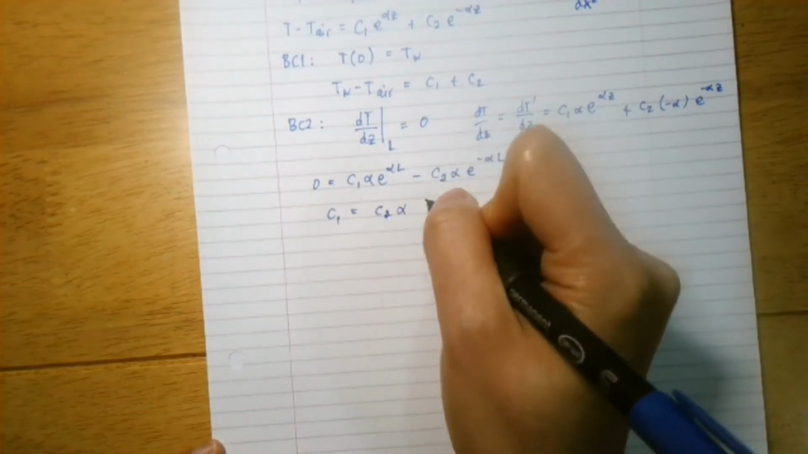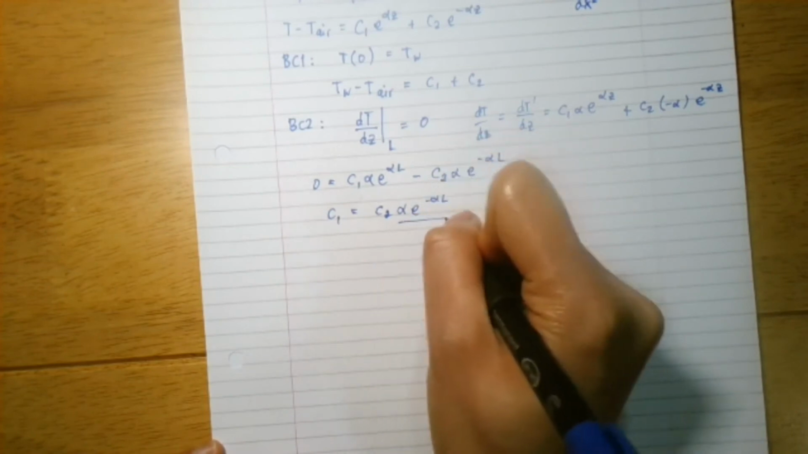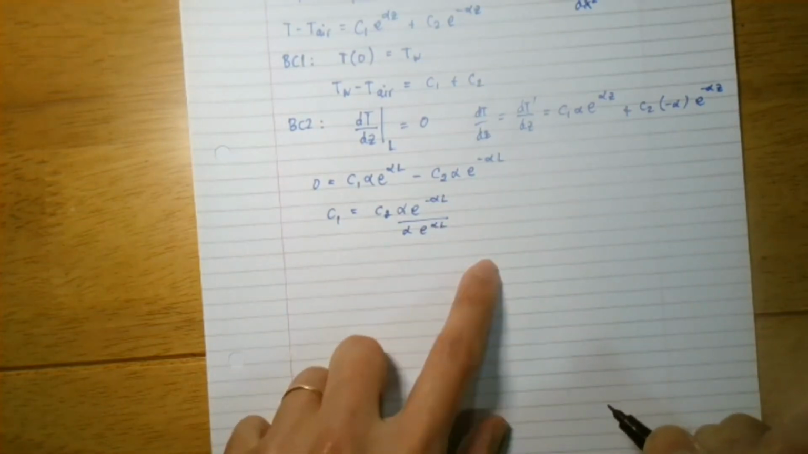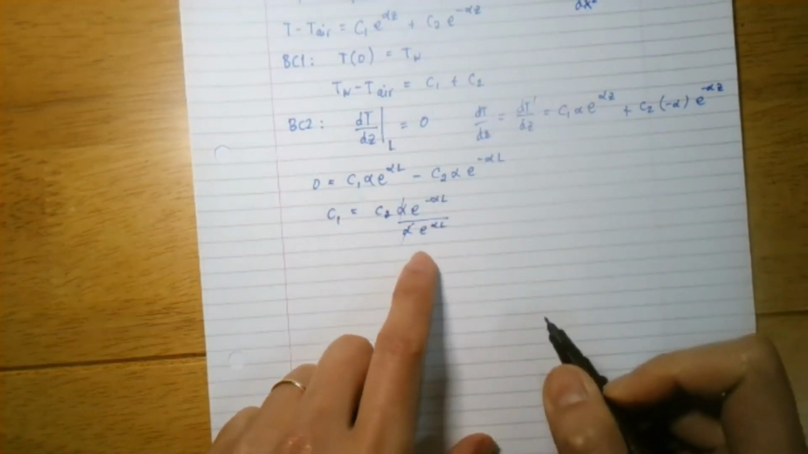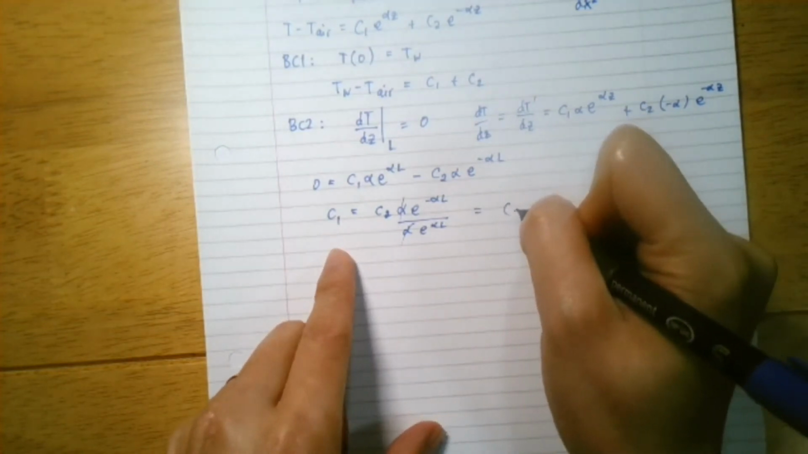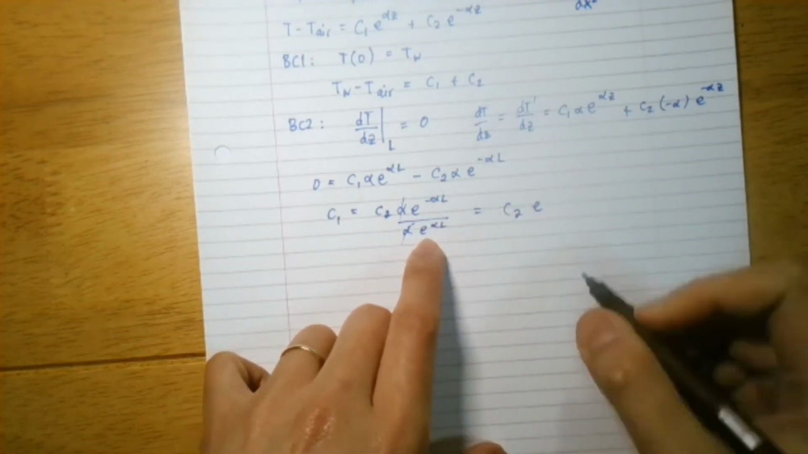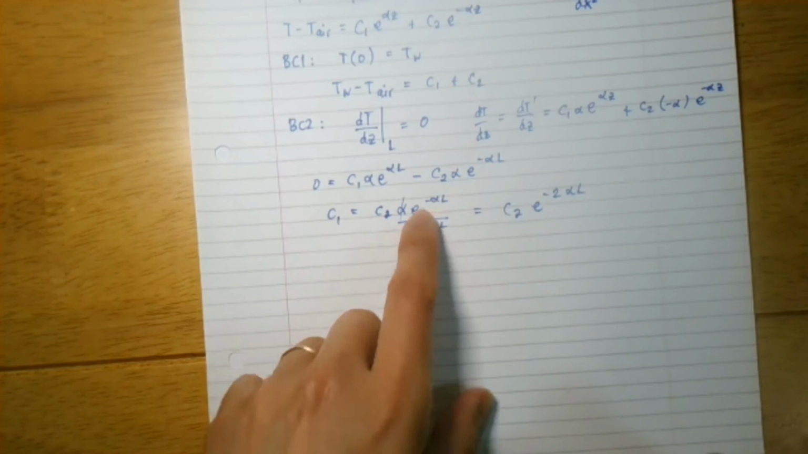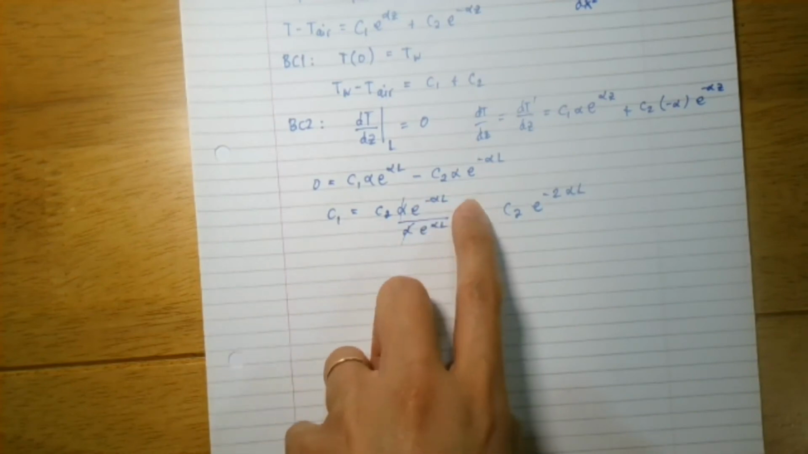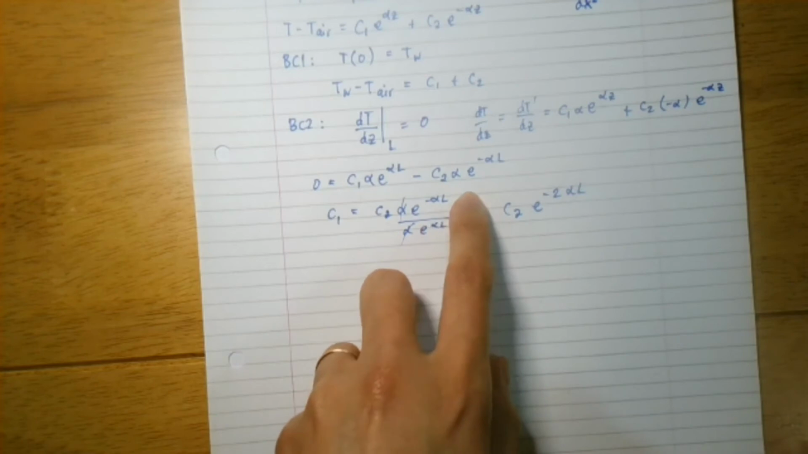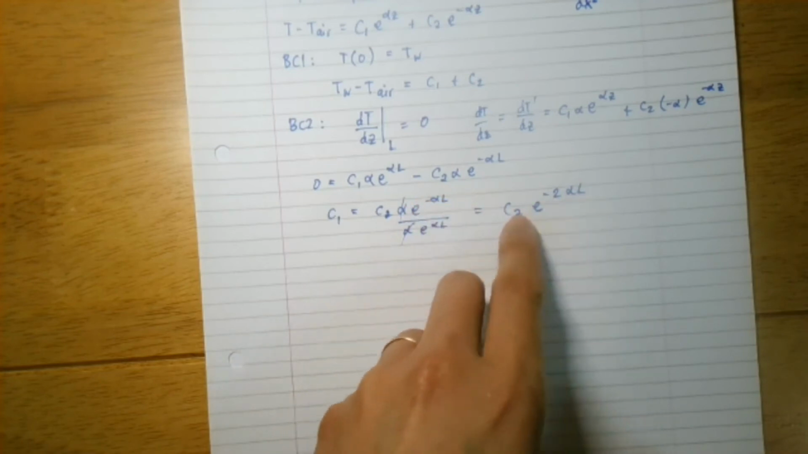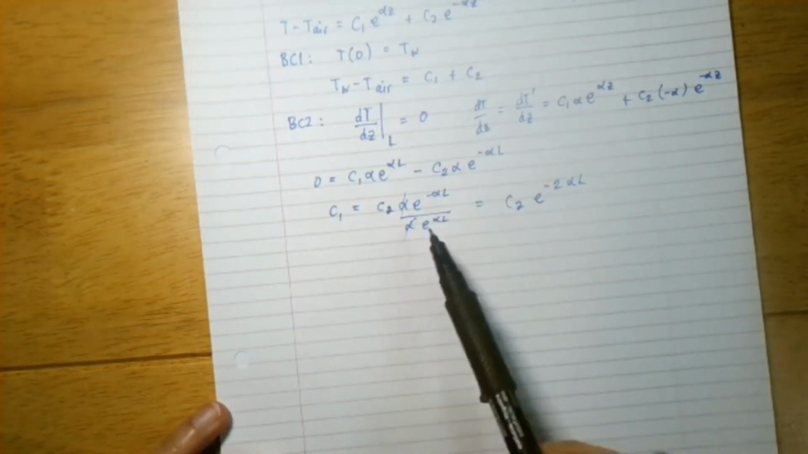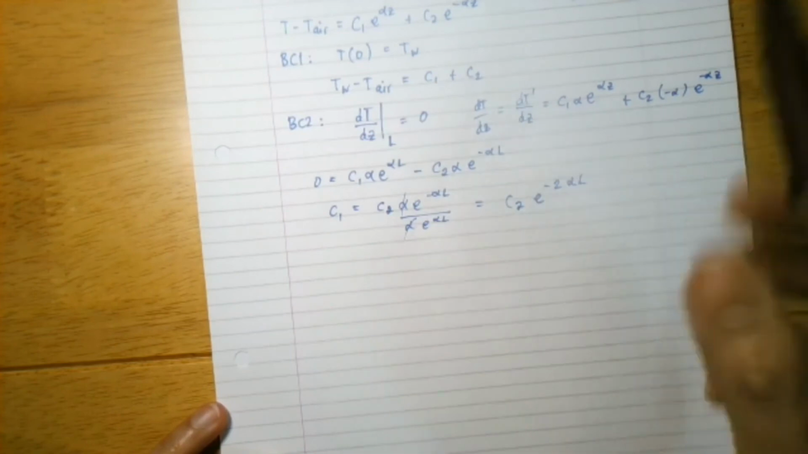Okay, so alpha e to the negative alpha L divided by alpha e to the alpha L. Alpha will cancel out, and I can write C1 as C2 e to the negative 2 alpha L. If we put this in the numerator, then we'll have a negative sign, and we can just add the exponents. So we have this negative 2 alpha L here.